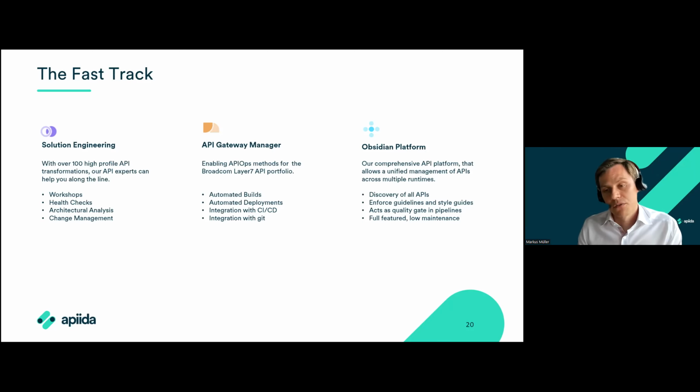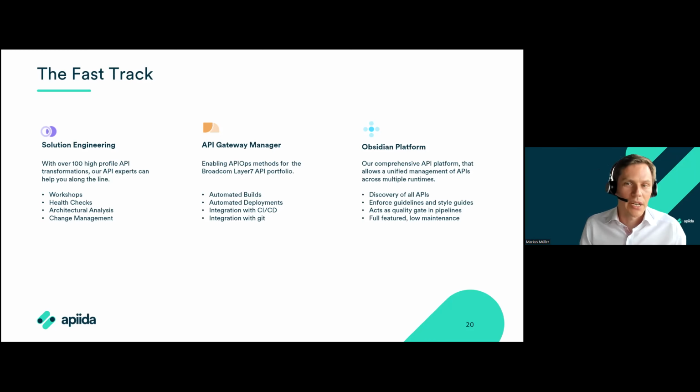And if you want to go the next and final step, we have our Obsidian platform, a comprehensive API platform that allows unified management across multiple runtimes. We can take care of discovery, so all of the consumer stuff is there. We can enforce these guidelines and style guides that we talked about. So you get security ratings, quality ratings, and these ratings can also act as quality gates in a pipeline. So you can really enforce it and say, okay, if the security score is below 70, this API is not published. Right? And every change is re-evaluated.